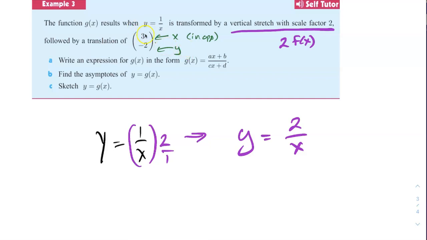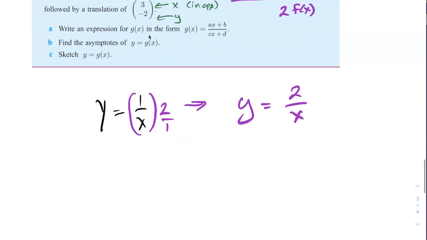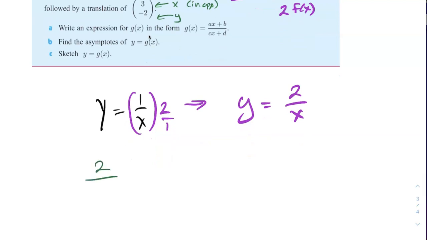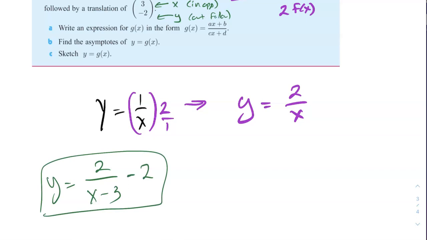So instead of adding 3, we're going to subtract 3. So that is this. Right? X inside opposite. And your y is outside follow. So we're going to add 2 to the outside. Subtract 2 from the outside, sorry. Outside follow. And that's our equation. So that's A. So that's the first part.